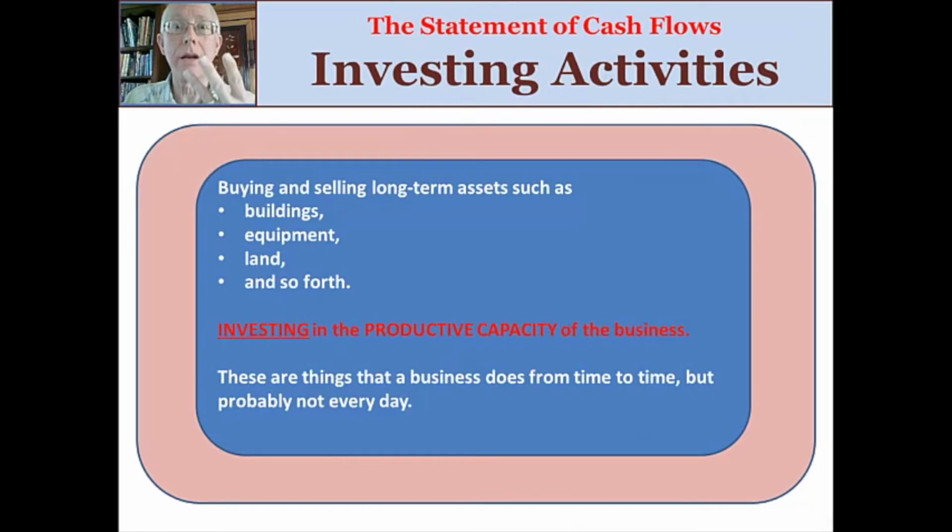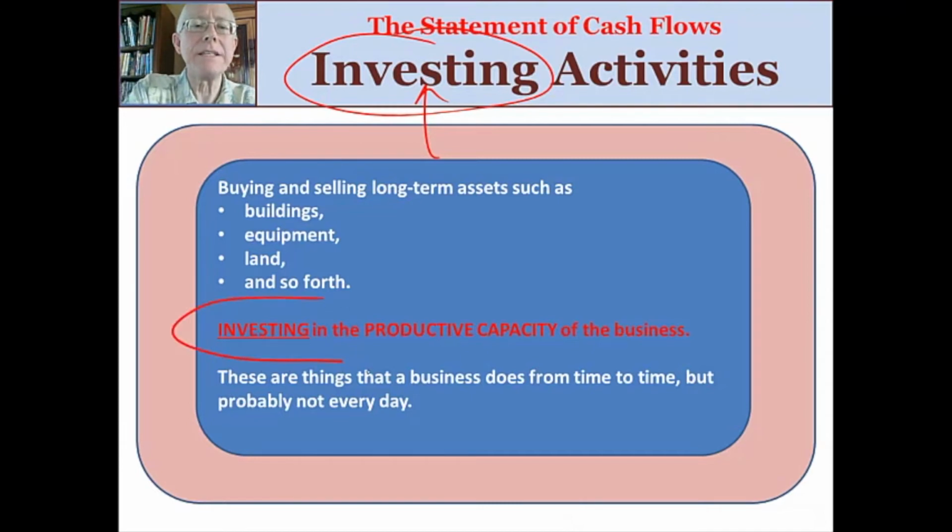There are three categories in the statement of cash flows: operating, investing, financing. Investing, and I've got to tell you, this is the one that people get confused with the most, because they see this word investing and they somehow think of it like investing in the stock market or whatever. No. Investing means investing in the productive capacity of the business.